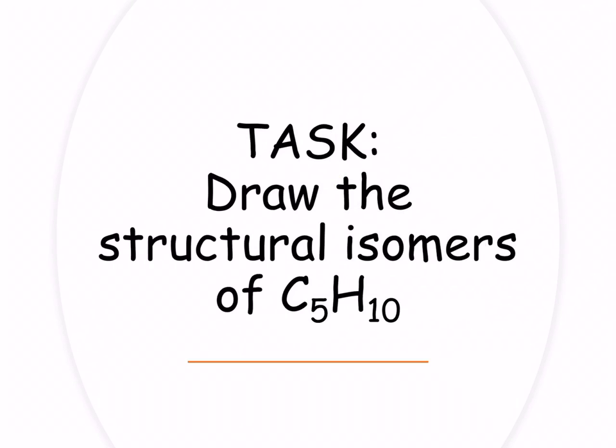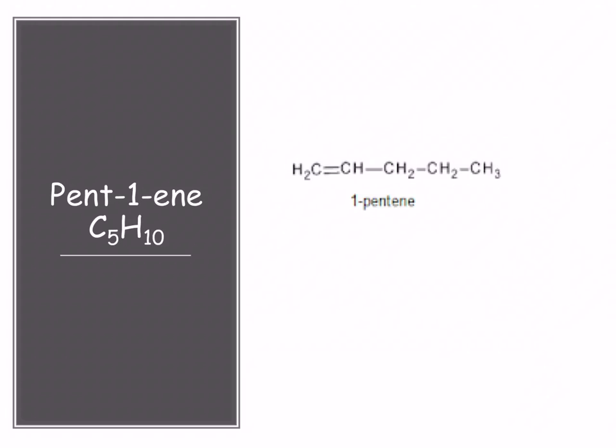Now, I'll give you a brief introduction to drawing the structural isomers of C5H10, 5 carbons, pent. In this case, again, it's pentene. So, very simple. 5 carbons in a row, add in your double bond, add your hydrogens around it. You can move the double bond in this case. So as you can see here, it's 1-pentene. Why? Because the double bond is between carbon 1 and carbon 2.